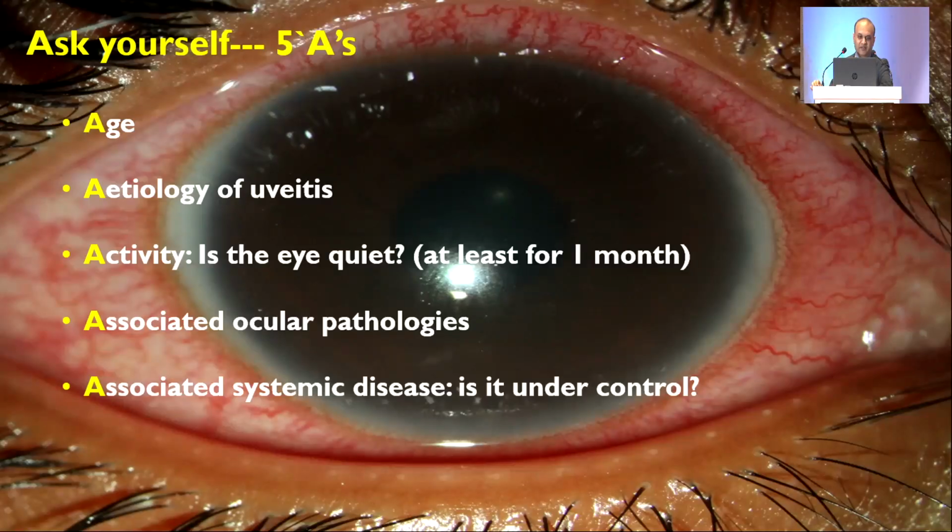Remember the 5 A's. Number 1, the age of the patient. Obviously, a pediatric cataract will be slightly different as compared to what you do for an adult uveitic cataract. What is the etiology of the underlying uveitis? And we'll deal with that. Most importantly, activity. Is the eye quiet? The rule of thumb ideal is that you should have a quiescent eye for at least 3 months, but if that's not the case, at least for a month. Associated ocular pathologies need to be taken care of, and associated systemic diseases also need to be under control before we proceed with cataract surgeries in these eyes.